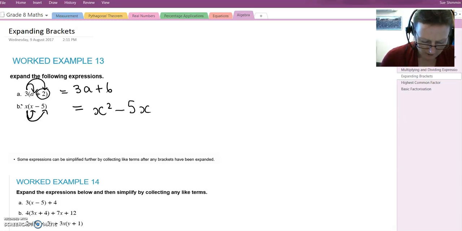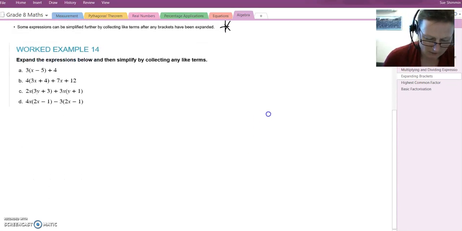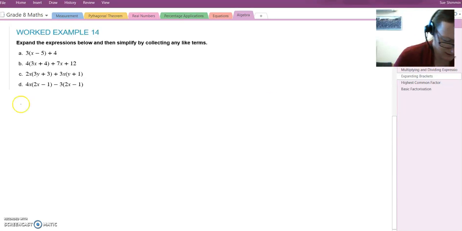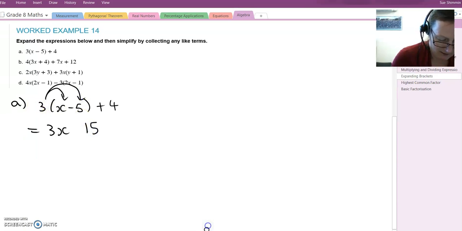Okay, some expressions can be simplified further by expanding the brackets but then collecting the like terms. So we have 4 slightly harder ones down here. A, 3 brackets x subtract 5 plus 4. So let's expand our brackets. We have 3 times x, which is 3x. The way I explain this, 3 times 5 is 15, and then the positive and negative ends up with that. And then we add 4.